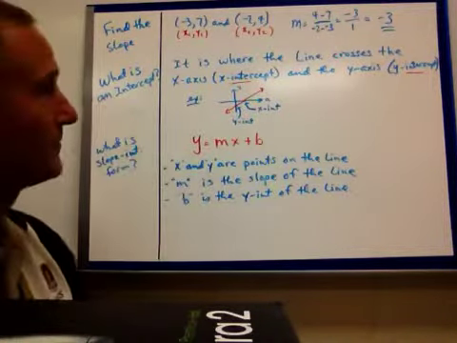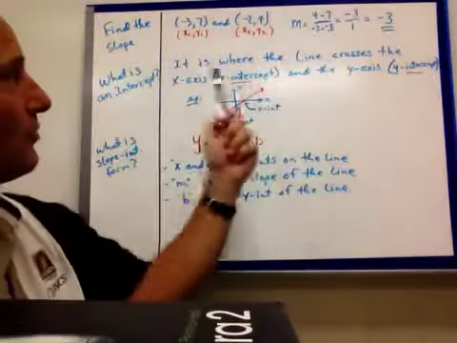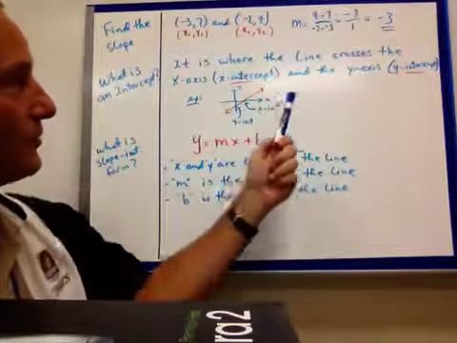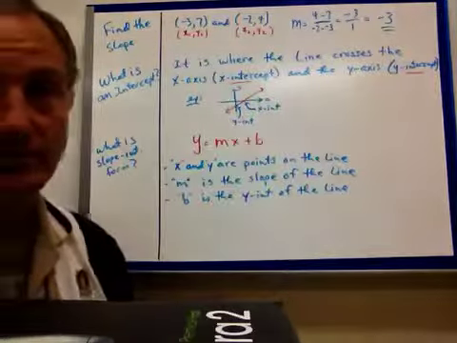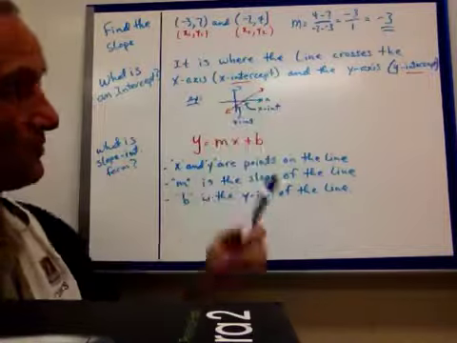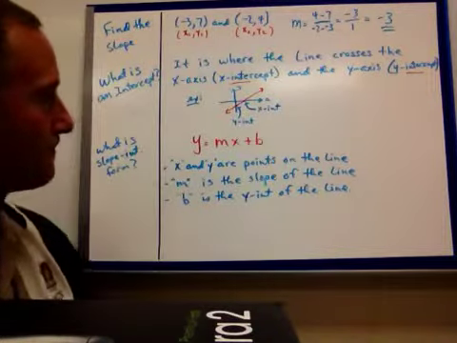What is an intercept? It's where the line crosses the x-axis. That gives you your x-intercept. And the y-axis, when you cross the y-axis, that's your y-intercept. Okay? So wherever we cross those axes gives us our intercepts.